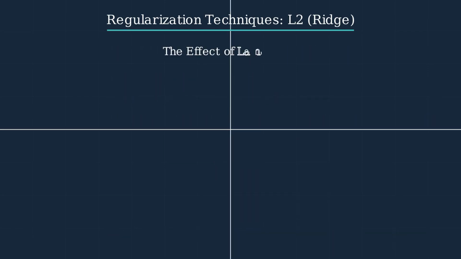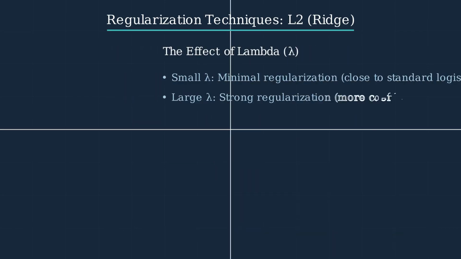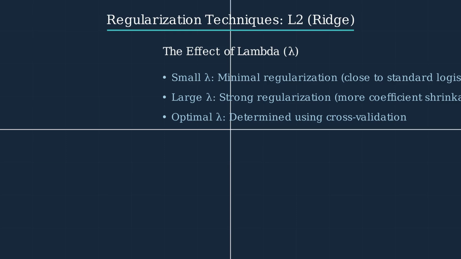The lambda parameter controls the strength of regularization. Small lambda values result in minimal regularization, while large values lead to stronger coefficient shrinkage. The optimal lambda is typically determined using cross-validation.